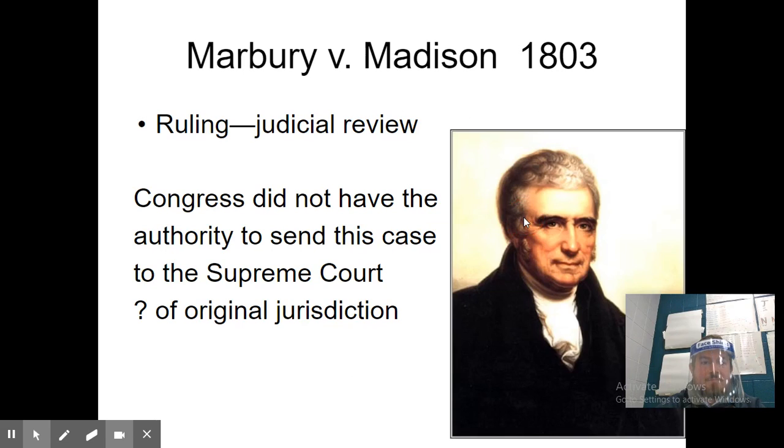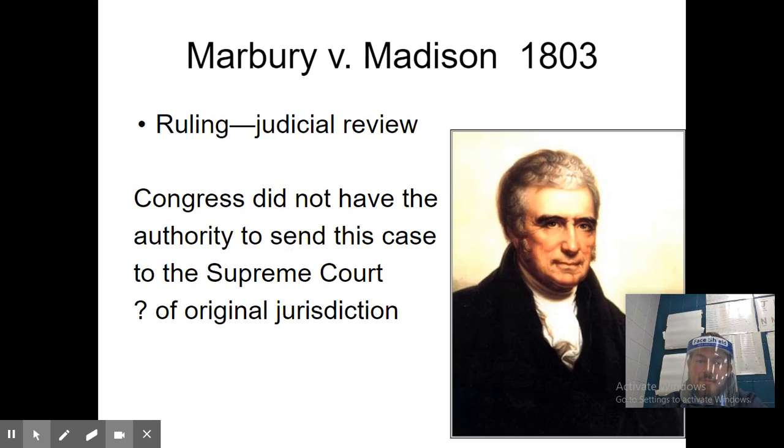Okay. So, some Supreme Court cases. There's Marbury versus Madison. This happened in 1803. This is actually probably one of the biggest court cases in history because it set the precedent, or the tradition, of judicial review. Congress prior to this did not have the authority to send the case to the Supreme Court because they had questions of jurisdiction.